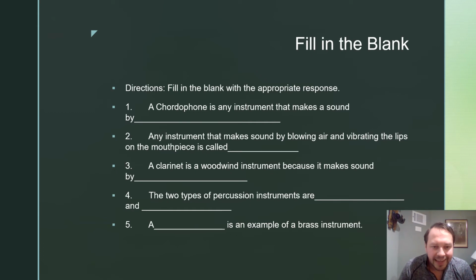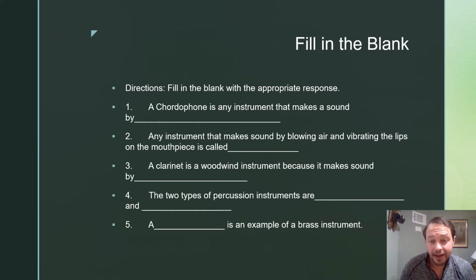Question number 2. Any instrument that makes a sound by blowing air and vibrating the lips on the mouthpiece is called blank. Now, your initial reaction to a question like this might be to say aerophone. However, aerophone is not the correct answer here because not all aerophones make their sound by vibrating the lips on the mouthpiece.